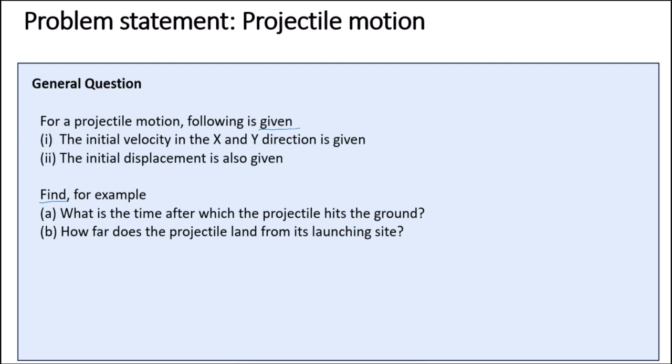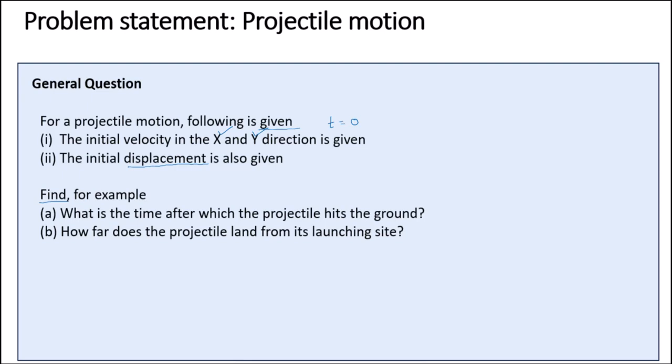So first, in a typical problem, what will be given will be the initial velocity in the x and y direction, and what will also be given to you will be the initial displacement. When we say initial, that is at time t equal to 0. So in summary, at time t equal to 0, the velocity will be given to you in the x and y direction components, and also the initial displacement will be given.